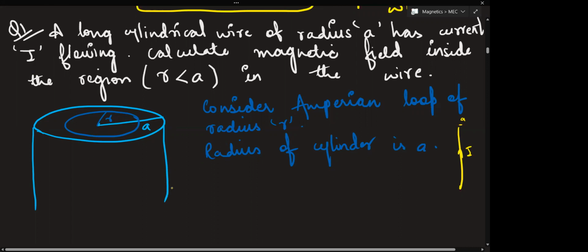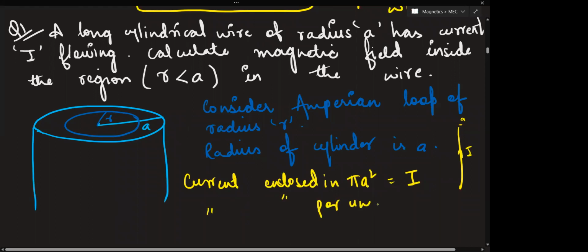So current that is enclosed in the area. What is the area? Pi a square. So current enclosed in pi a square is equal to I. Current I is flowing, and this is enclosed in this radius a. So current enclosed per unit area becomes I divided by pi a square, using the unitary method.